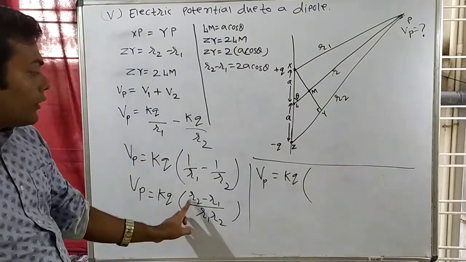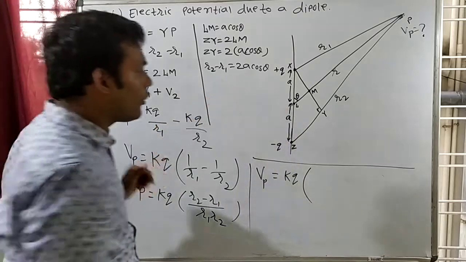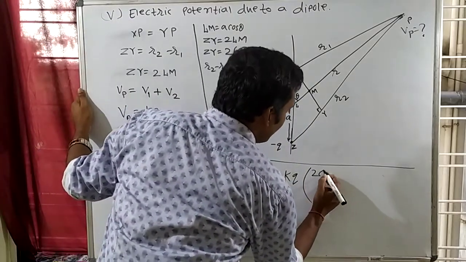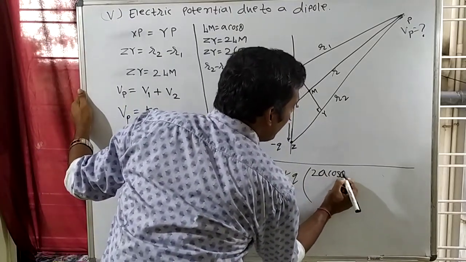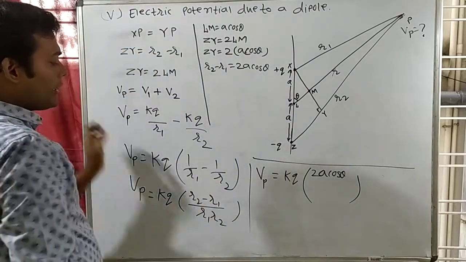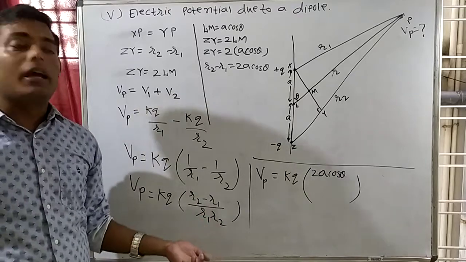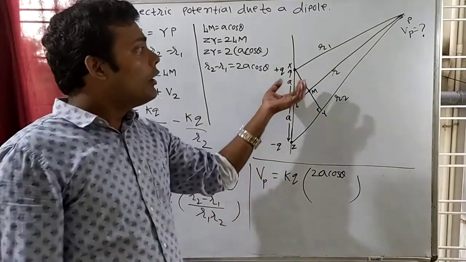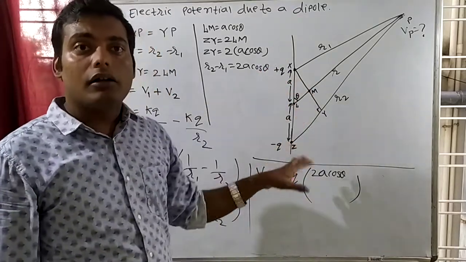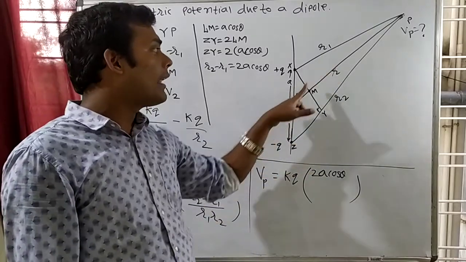So in place of R2 minus R1, what can we write? 2A cos theta. Because we want to eliminate R2 and R1 from this equation, we want to convert our formula into the form of R and theta.